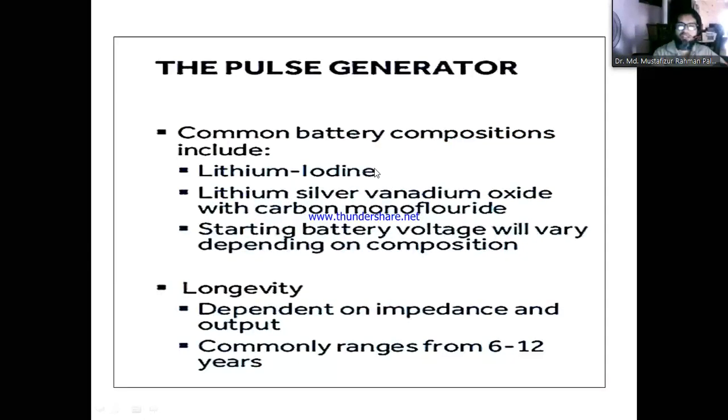In the pulse generator, the common battery composition includes lithium iodine, and other compositions are lithium silver vanadium oxide and lithium carbon monofluoride. The starting battery voltage varies depending on the composition, the material it is made of. Longevity depends on the impedance and the output, how much energy it is giving and how much impedance and resistance it is facing. It commonly ranges from 6 to 12 years of life.